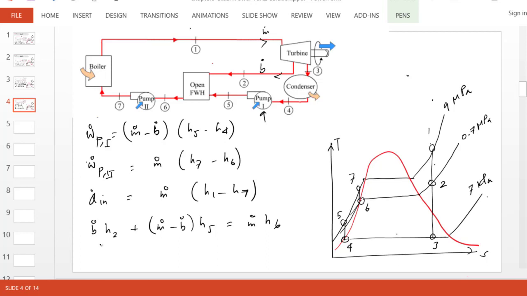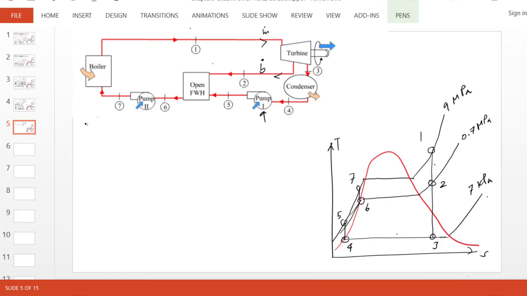So this is the equation that's going to give us a relationship between m dot and b dot. If we know enthalpies, which we should be able to find given that we know two properties from each state, then this is going to yield a relationship between m dot and b dot. Okay, this is the time to find out all the enthalpies. So let's keep on calculating the states now, the enthalpies of each state.